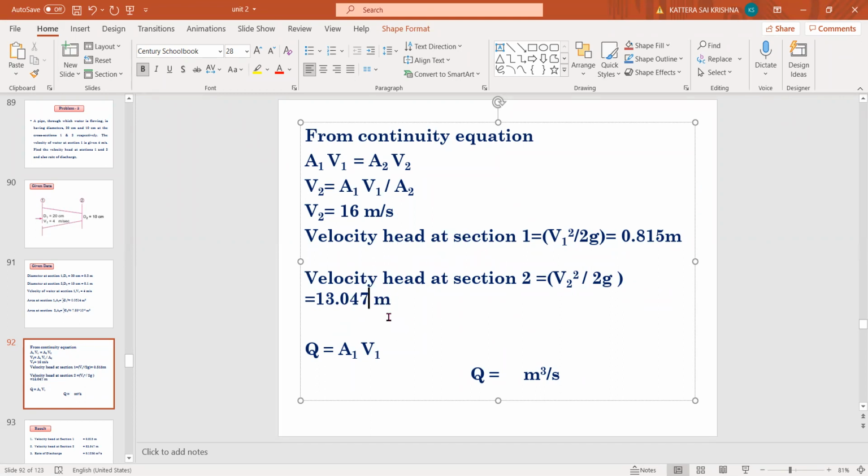So after that, he's asking one more thing to find, that is discharge. So find the discharge of the flow. So Q is equal to, we can use A1 V1 or A2 V2, because discharge is common at both points. So Q is equal to A1 V1. A1 value we already have, V1 is also there. So find the Q value. 0.1256 meter cube per second.